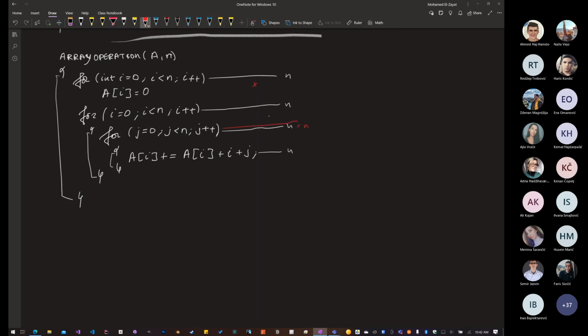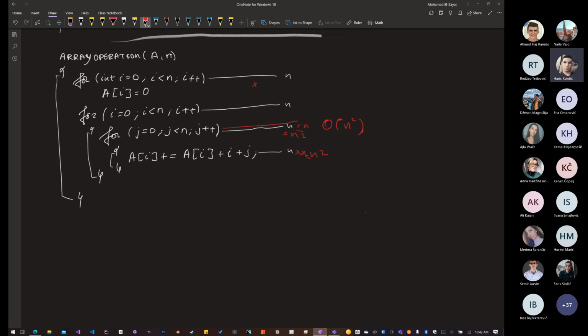So from the perspective of this one, this and this will run n times. And from the perspective of this one, it will run this time and this time, right? So n and n. And at the end of the day, you have O of n squared, because this is n squared, and this is n, and we are grabbing the highest polynomial order. So this is going to be O of n squared. Okay, sounds good.